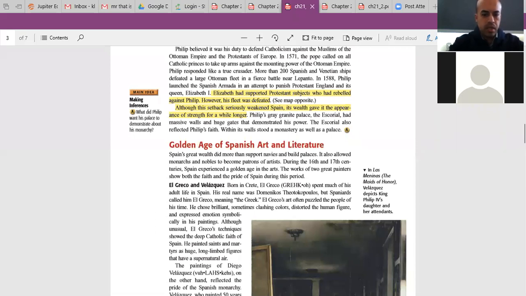Okay, so the second question was: why did the Dutch revolt against Spain?